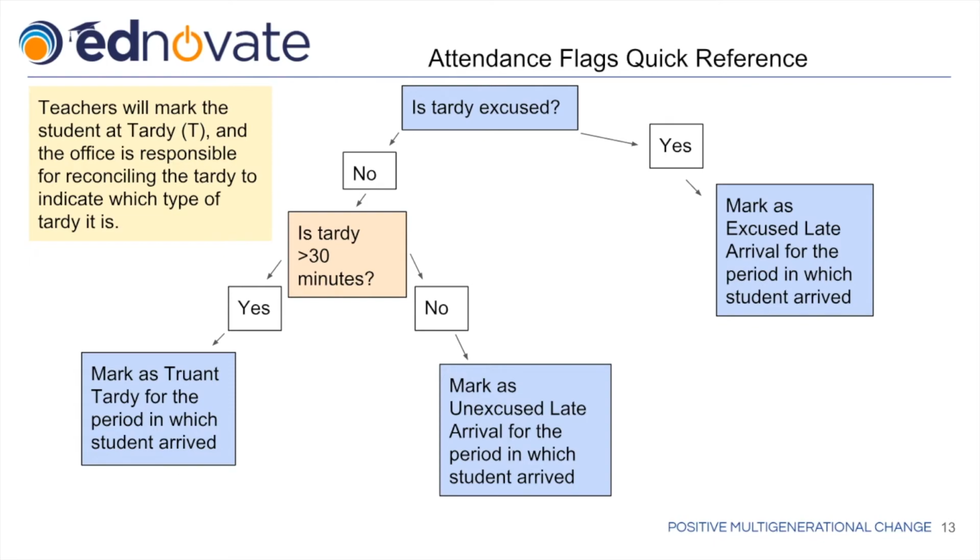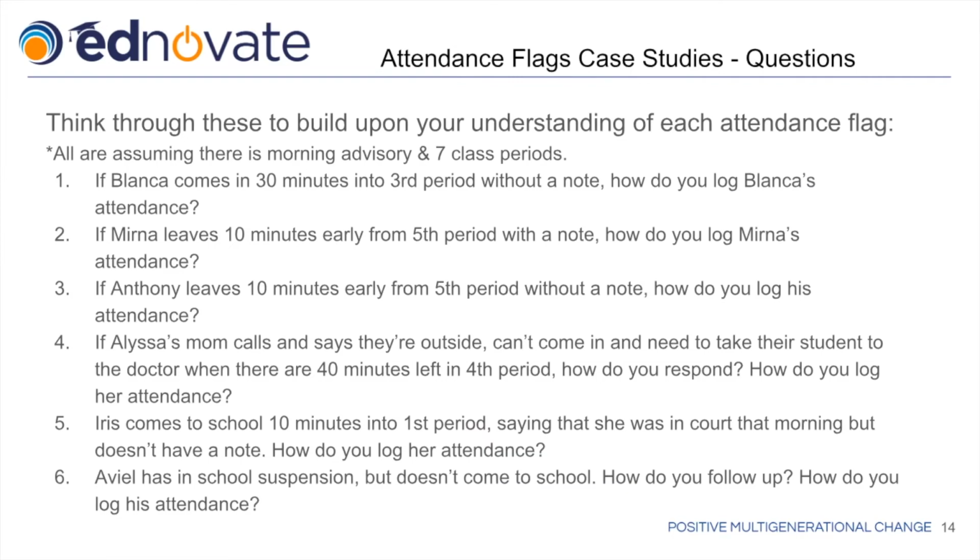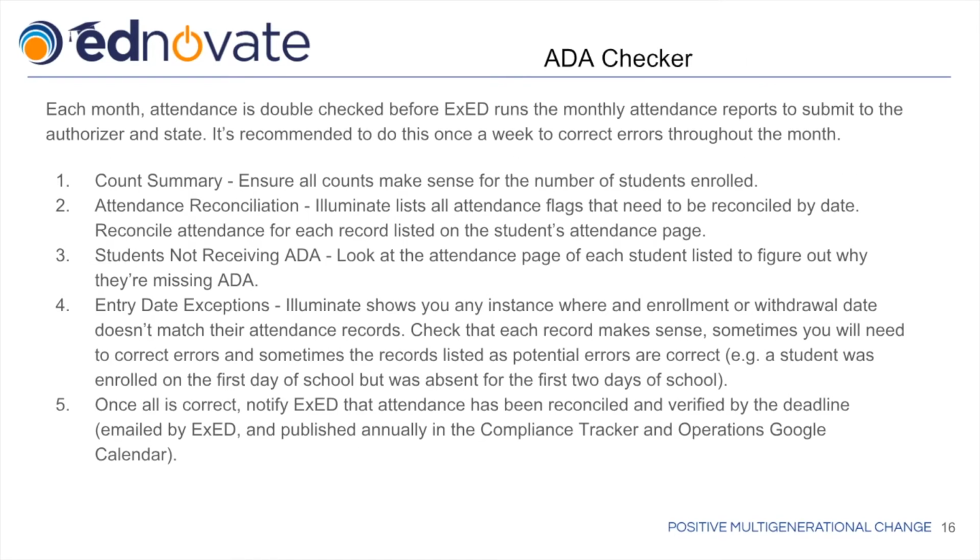If the tardy is excused, then it's marked as an excused late arrival for the period in which the student arrived, and an excused absence for any periods missed before that. You can run through these case studies for attendance flags, so start thinking through and building your muscle for when to use which flags. It's assuming that there's a morning advisory and 7 class periods to help you out with the nuances. And then the answers are on the next slide to be able to quiz yourself.